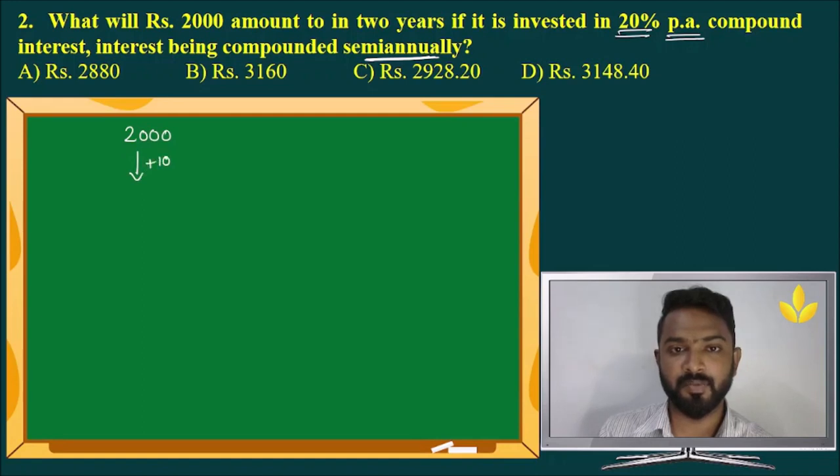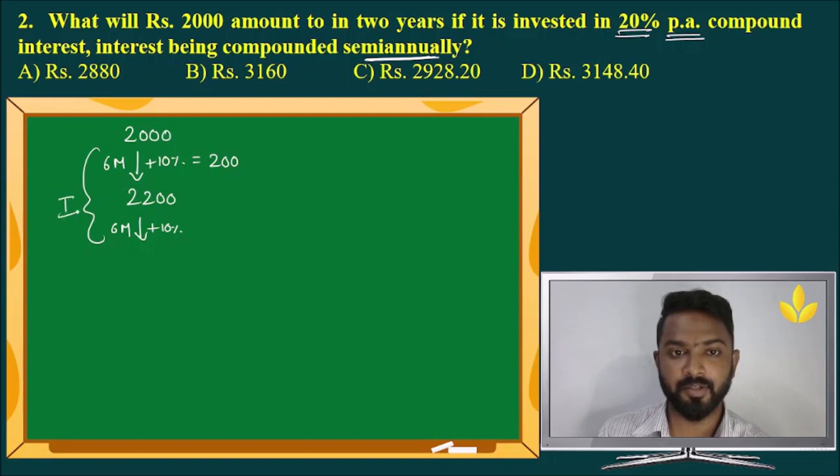This first increases by 10%. This is the first 6 months. 10% of 2000 is 200. This plus this is 2200. Then again this increases by 10%. This is another 6 months. This completed the first year.